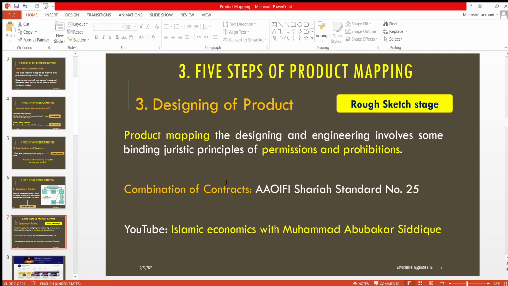At this stage, the product mapping, the designing, and the engineering involve some binding juristic principles of permissions and prohibitions. At the next level of designing, the Islamic financial engineer has designed the product. Now, the next level of the rough sketch stage is that he has to apply some juristic principles, because when he sketches, he will combine different contracts like salam, ijara, murabaha, musharaka, etc.